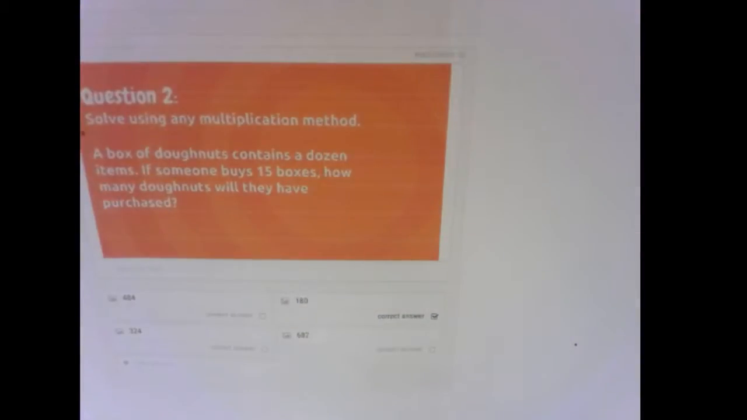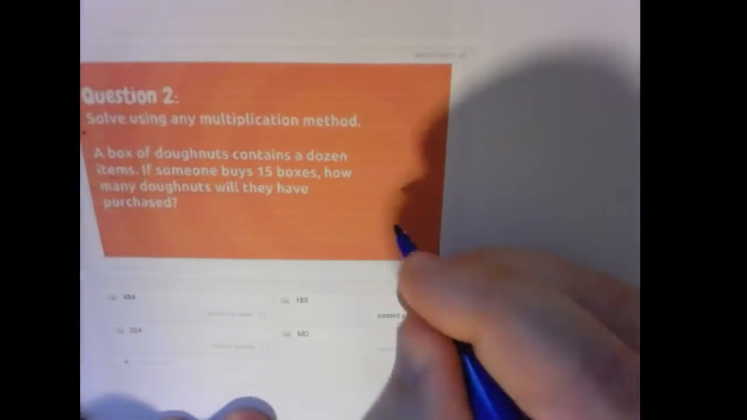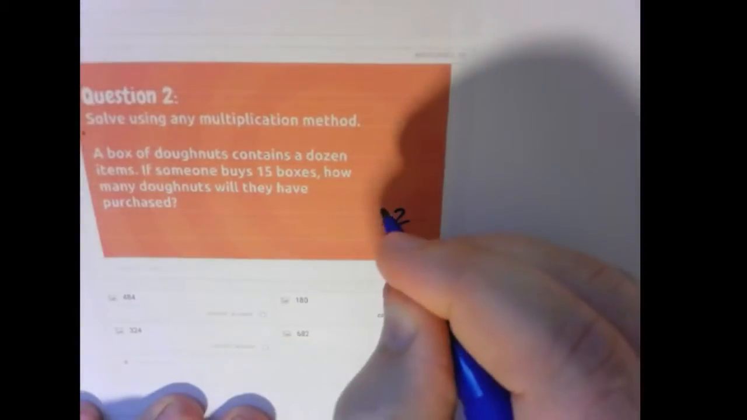Okay, so this one, if we have a box of donuts containing a dozen items, if someone buys 15 boxes, how many donuts will they have purchased? Okay, so again, a dozen is 12. So we can do 12 times 15.